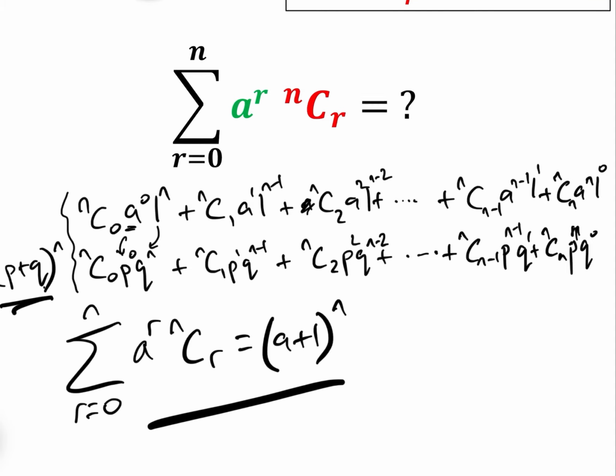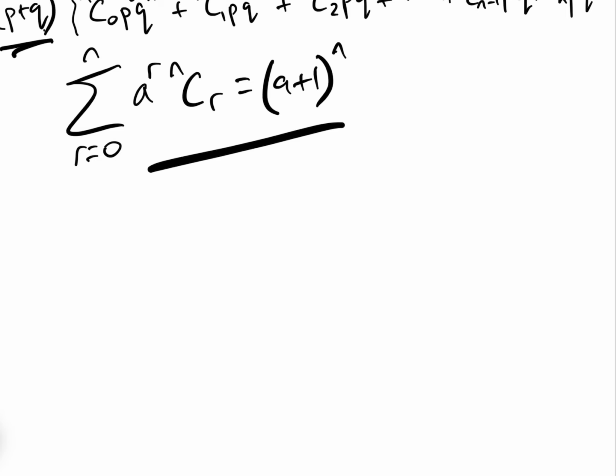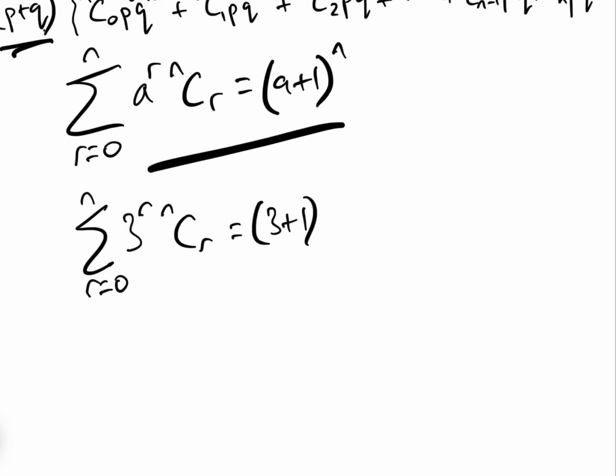Let's just put a couple of examples up here because let's say, for example, you had in an exam, you had the sum between r equals 0 and n of, I don't know, 3 to the r nCr. Well, the answer to that is 3 plus 1 to the n, which is 4 to the n. What about, for example, if we had the sum between r equals 0 and n of 3 to the n minus r nCr?